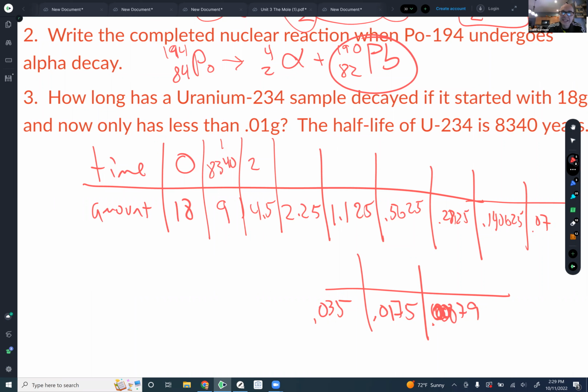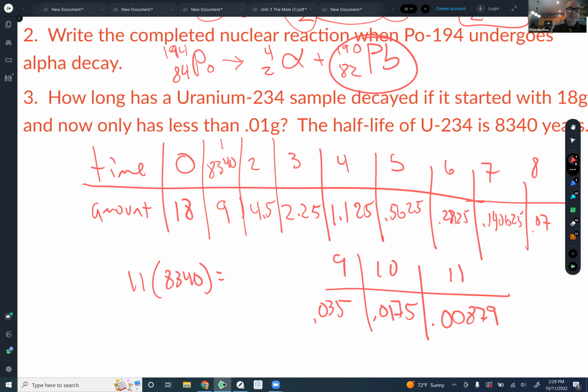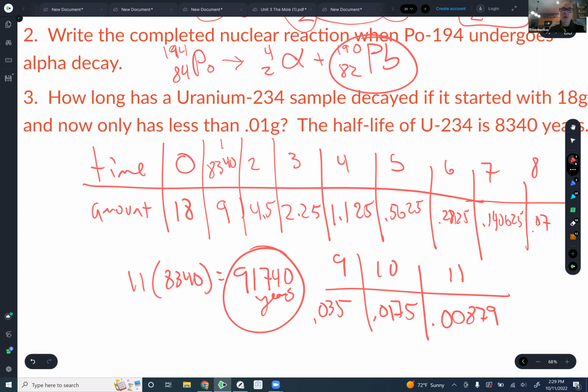Now, for this to occur, we have to understand how many half-lives it took us to get to that point. 9, 10. It took 11 half-lives for us to get below the amount that was started with there. Now, each one of those half-lives is 8,340 years. So 8,340 times 11 is 91,740 years. So the question is, how long? That's your answer, 91,740.